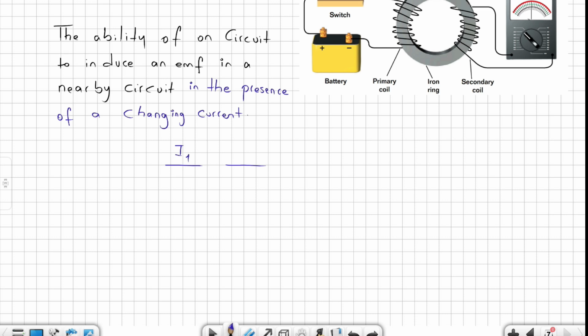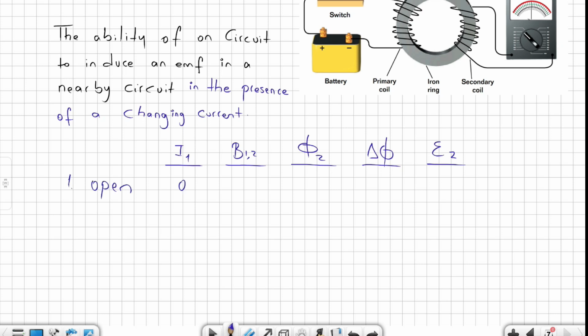Let's have the current in the primary. One will be primary, two will be secondary. The magnetic field will be the same for the primary and secondary, because if there is a magnetic field in the primary coil, the iron ring will also be magnetized. As a result, we will have the same magnetic field in the secondary coil. We will have a flux in the secondary coil. We will see if there is a change in flux in the secondary coil. We will see if there is an induced EMF in the secondary coil.